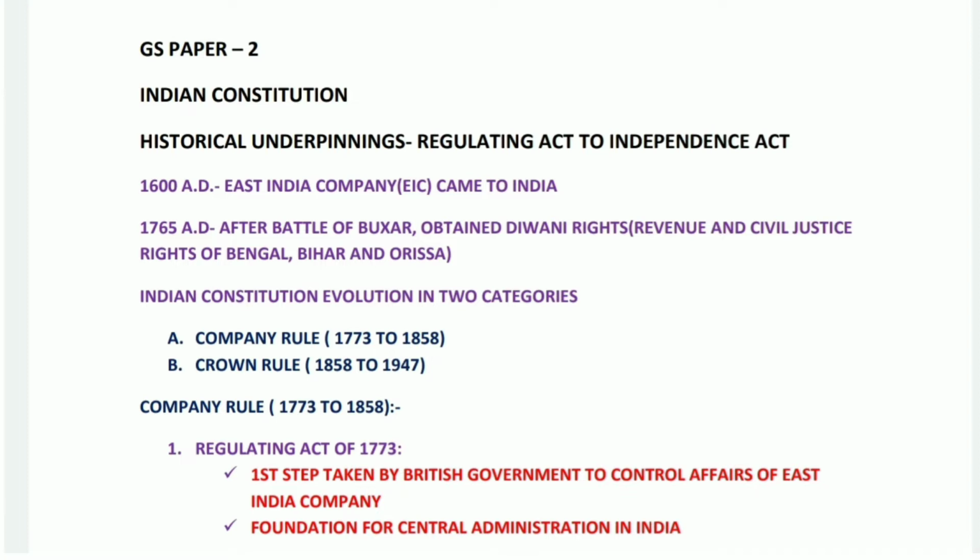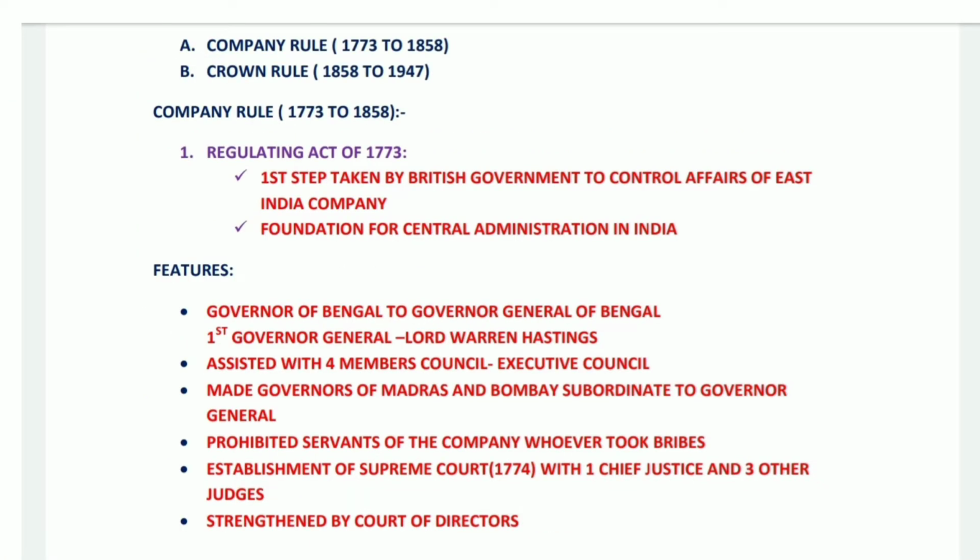So, under company rule, many acts were passed in British Parliament to control the activities of East India Company. The very first one is the Regulating Act of 1773. So, this act is the first step taken by the British government to control the affairs of East India Company, and it also laid central administration in India. So, this central administration was laid by designating the Governor of Bengal as Governor General of Bengal, and the first Governor General of Bengal was Lord Warren Hastings.